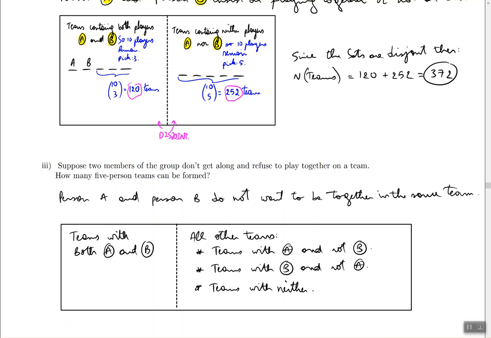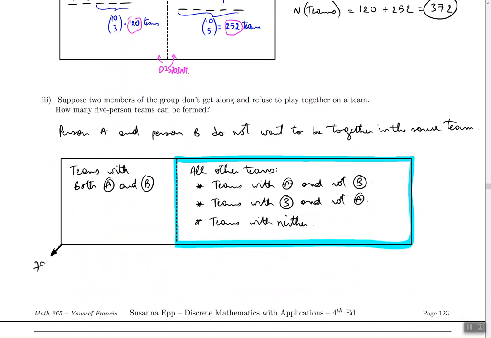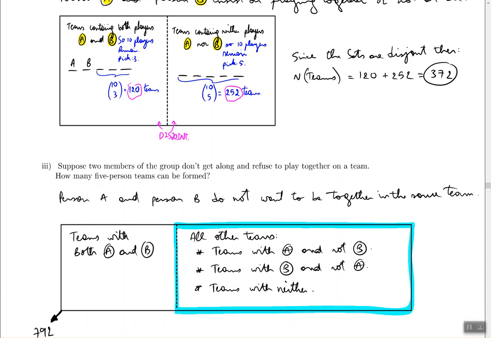Okay, so remember, what we're trying to count is pretty much this side of the box. We want to know how many teams have neither A nor B, or A but not B, or B but not A. So that's what we want, and we know that the total number of teams in the universe, the whole box from part A, is 792. And we can calculate how many teams have both A and B. We did that already. The number of teams that have both A and B is 120 teams from up here.